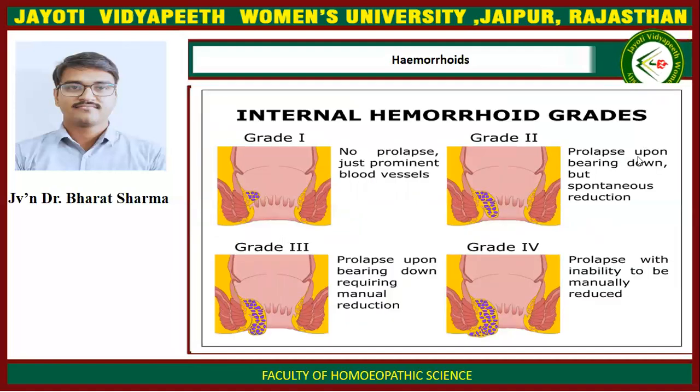These are internal hemorrhoids and the grades of hemorrhoids. This is first grade: no prolapse, just prominent blood vessels. This is grade 2: prolapse upon bearing down but spontaneous reduction occurs. Grade 3: prolapse upon bearing down requires manual reduction. And grade 4: prolapse with inability to be manually reduced.